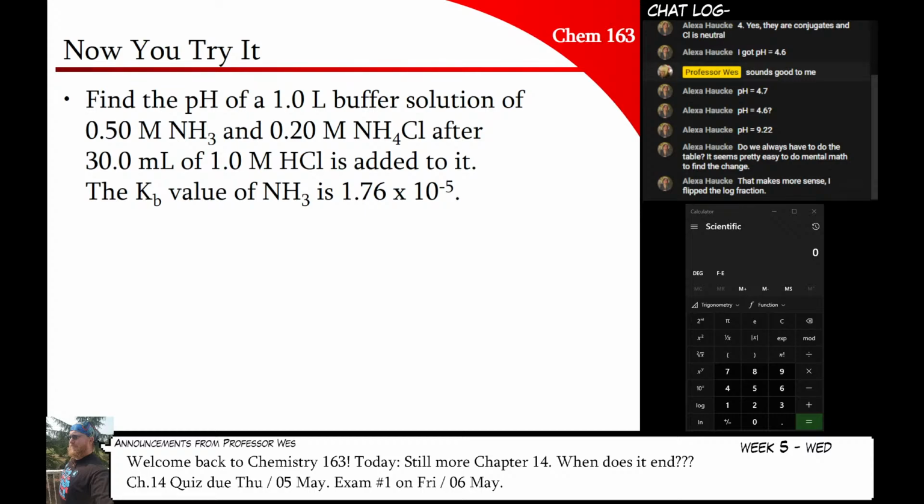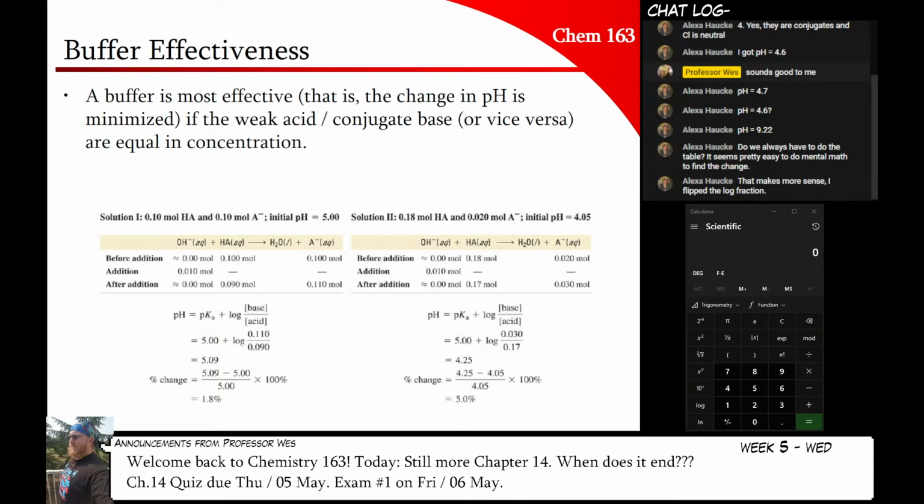And then we return on Monday. We're going to talk about buffer capacity and also how to make a buffer. So we're going to do all that. We're going to then do our titrations, and we'll be hopefully done with Chapter 14. I don't know if we'll do it on Monday, but definitely by Wednesday, and we'll finally start KSP stuff, which is very fast. So that's where we're going to start there.